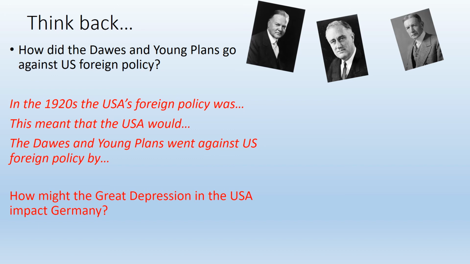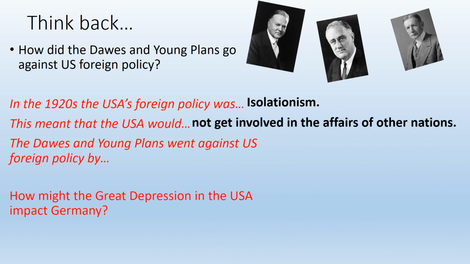So our first question, in the 1920s, the USA's foreign policy was, and we're hoping that we would say, isolationism. Remember, after the First World War, America decided they don't want to get mixed up in the affairs of Europe. They just want to focus on themselves. So this meant that the USA would not get involved in the affairs of other nations. And that means any kind of affairs, financial affairs, political affairs, military affairs, they were going to remain neutral and out of other countries' issues.